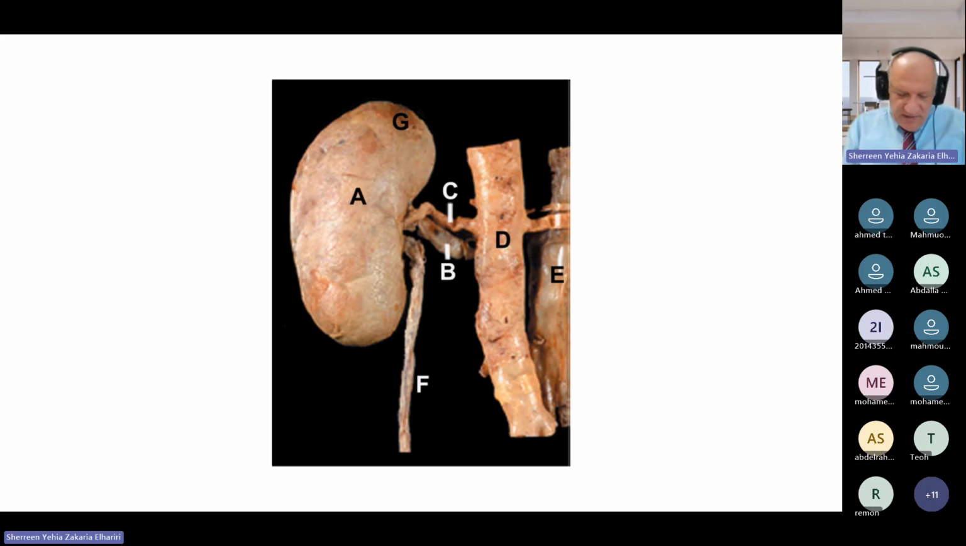G is the upper pole of the left kidney. Okay, so in the exam they give you a picture like this. Again, it is not colored, not blue and red, not like in other museums. This is the real specimen, and this is what you find in McMinn's Atlas of Human Anatomy or Get Through Anatomy. So this is the answer.